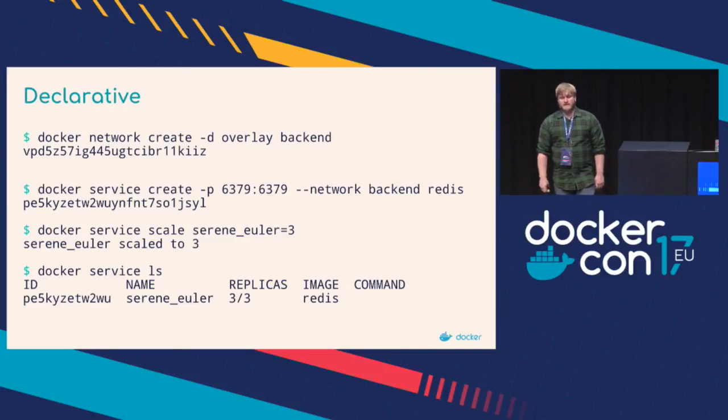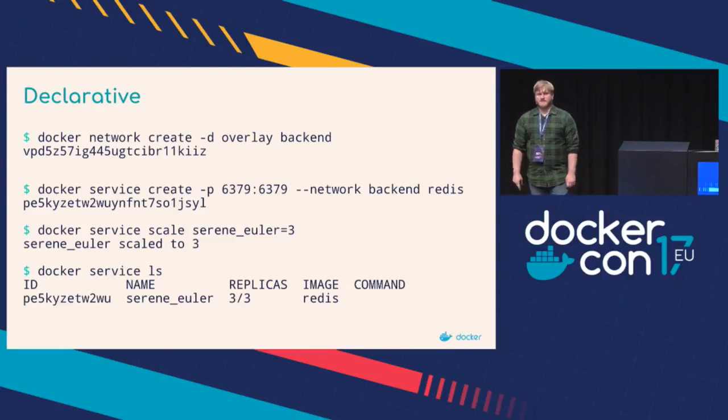So we do this by declaring objects. In this example, we declare a network. We declare that it's an overlay network, and we call it backend. Then we can create a service, and we can attach it to that network. Redis, of course, is the example service that one must always use. And then we can change the properties of that service by saying scale this. The service that we created gets a random name here, so we say scale serene Euler equals 3. And then we can actually observe that with a docker service ls command.